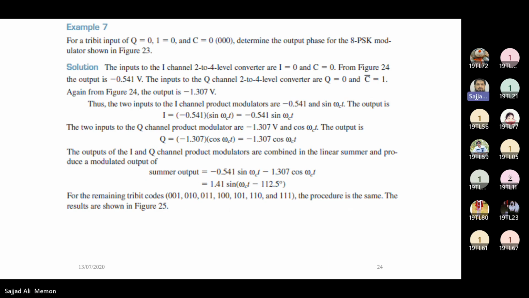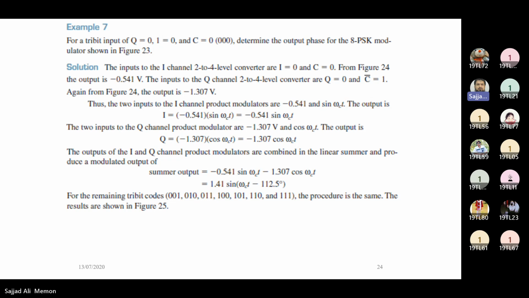So an example is given here for a tribit input of Q as 0, I 0, and C 0. Determine the output phase for the 8 PSK modulator shown in figure 23. The inputs to the I channel 2 to 4 level converter are 0, 0. So from figure 24, the output is minus 0.541 volt. The inputs to the Q channel 2 to 4 level converter are 0 and 1. Again, from figure 24, the output is minus 1.307 volt.